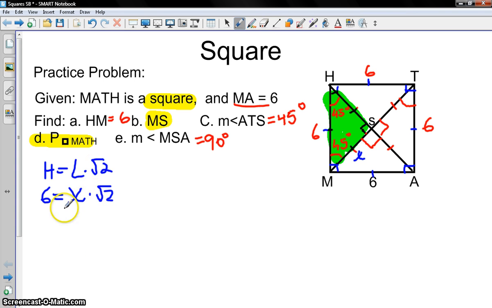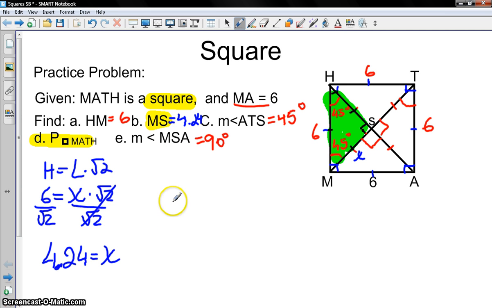Now, this means that I have to solve for x. So I need to get rid of square root of 2, so I'm going to divide everything by square root of 2. When I type that in a calculator, 6 divided by square root of 2, I get an answer of 4.24. So 4.24 is going to be my x. Now there is another way of getting this, and we're going to talk a little bit later about it. At this point, I'm going to accept this as being 4.24.